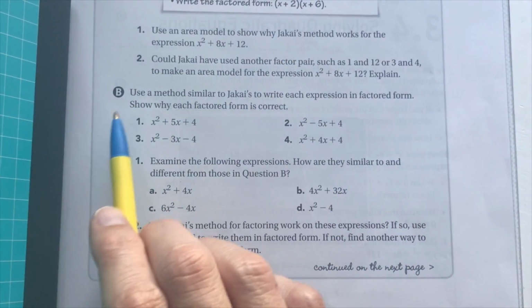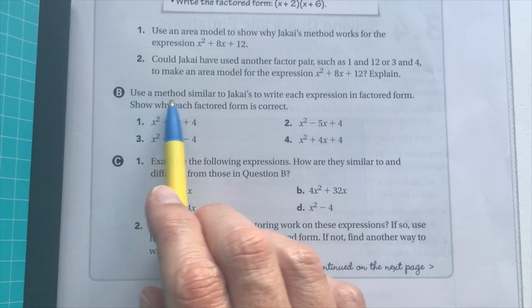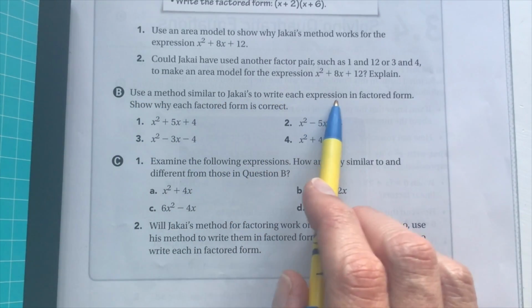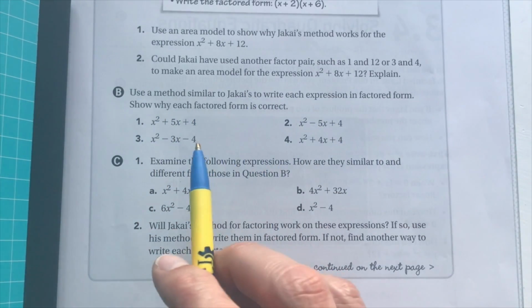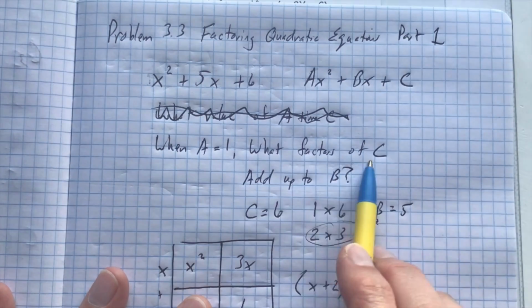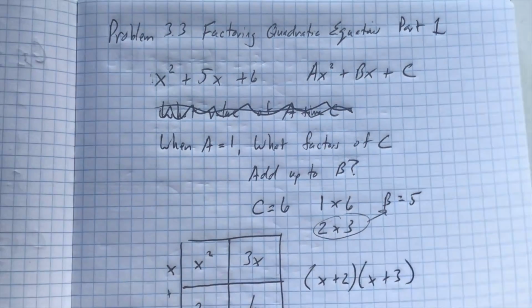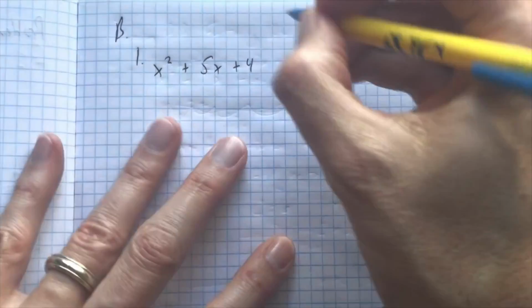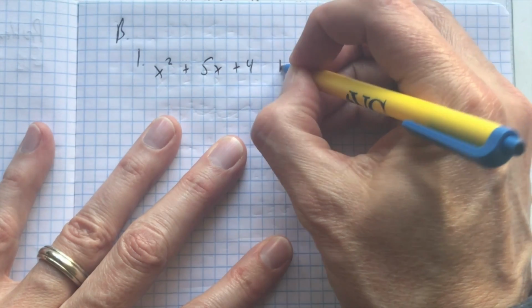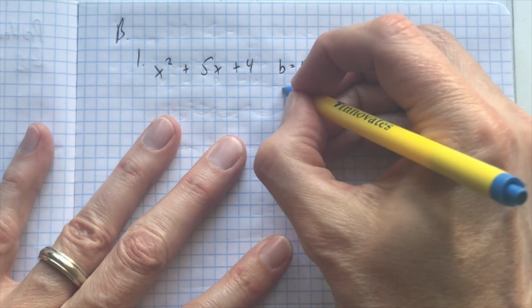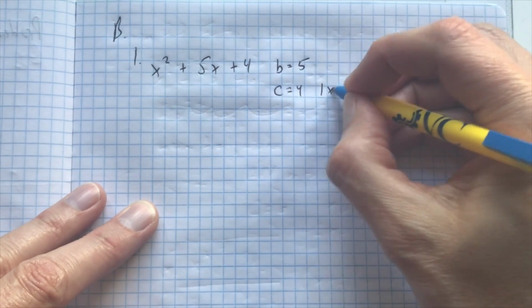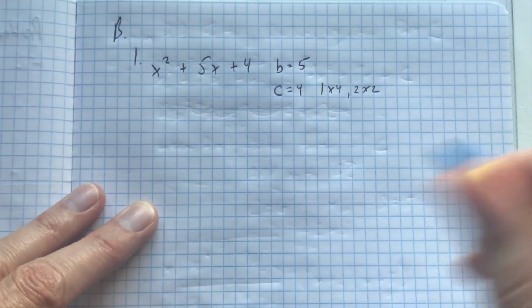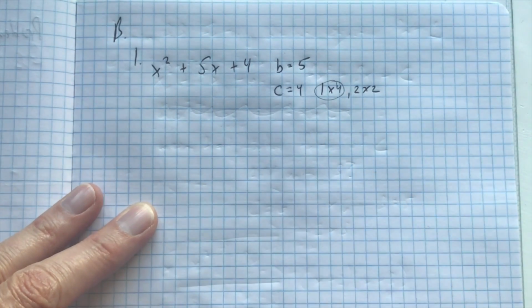All right, here we go. B, use the method similar to Jakai's to write each expression in factored form. Show why each factored form is correct. Okay, so remember our question: what factors of C add up to B? So if I look at this, I know B equals 5 and C equals 4. So factors of C, well, I've got 1 times 4 and 2 times 2. So these two add up to that B.